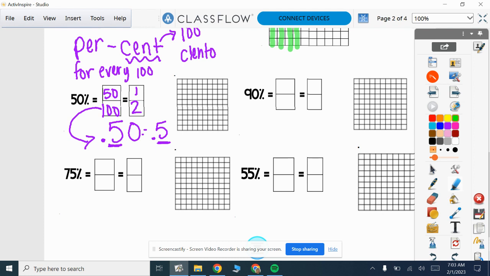So if you were to shade this in, we want to shade in 50, and it should be 1/2. So 10, 20, 30, 40, 50. That looks like half, right?